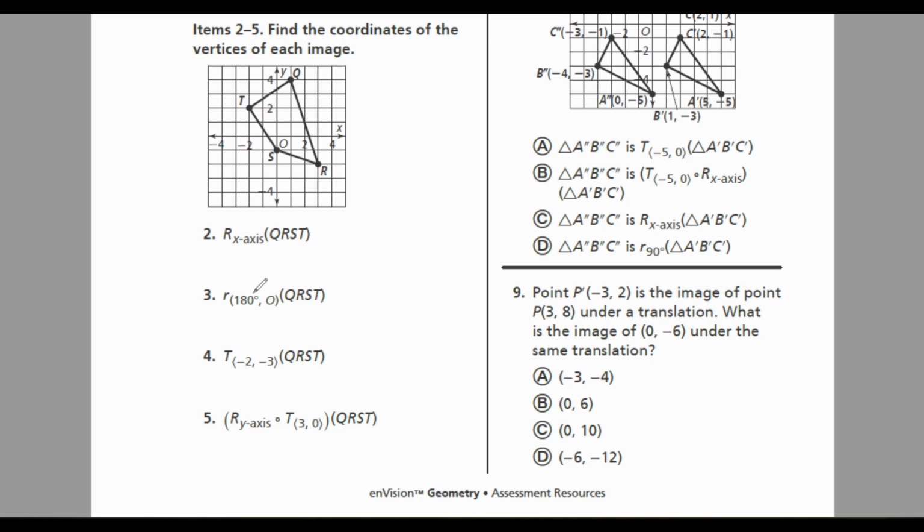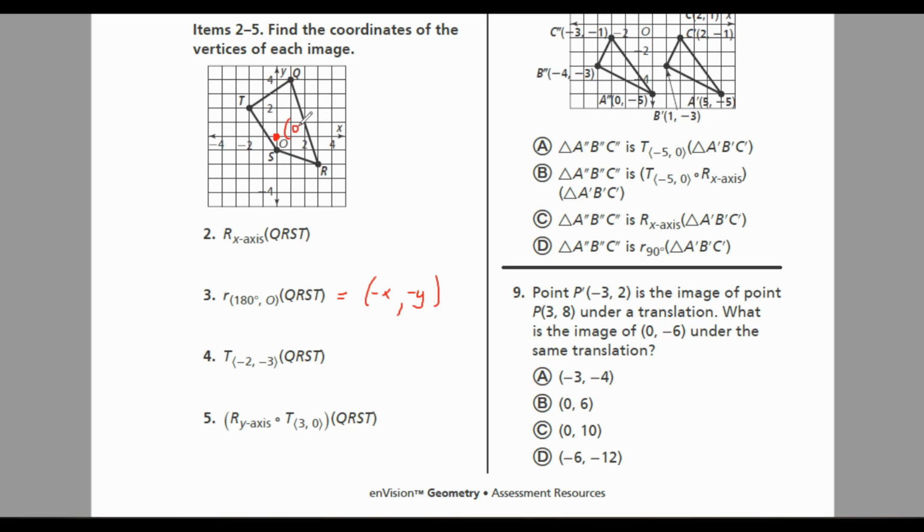To rotate it 180 degrees, we know from our lesson that the rotation is the negation of the x and the negation of the y coordinate. Let's check that though before we move on. We know this. Where is 0, 0? Here.